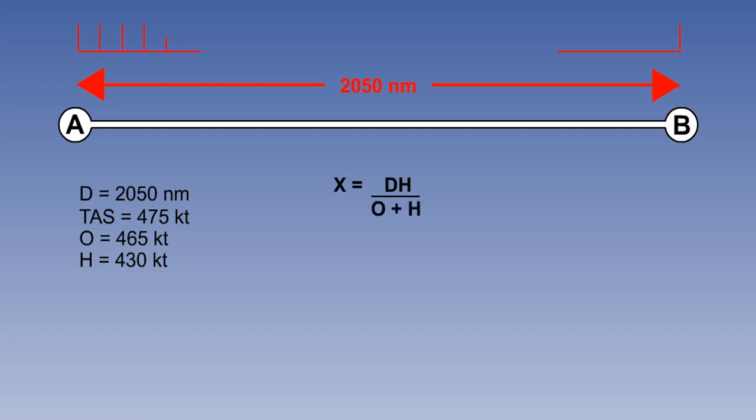Now we substitute into our usual equation x equals d times h over O plus h. D is 2,050, O is 465 knots, and h is 430 knots. If you get your calculator out and do the maths, you will find that the distance to the point of equal time is 985 nautical miles.